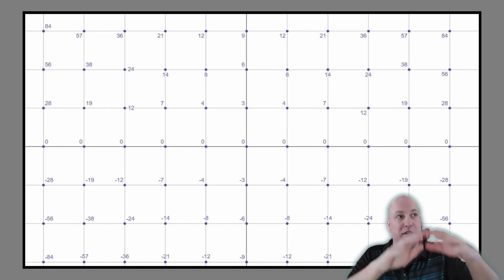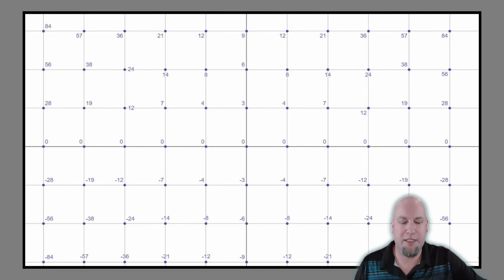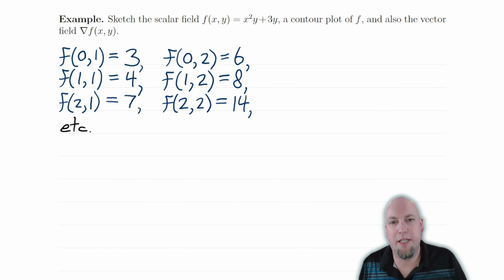And I can glance at that and say, oh, values are large in this region and small in this other region, and so on. So that's what my scalar field looks like. Next up, contours.